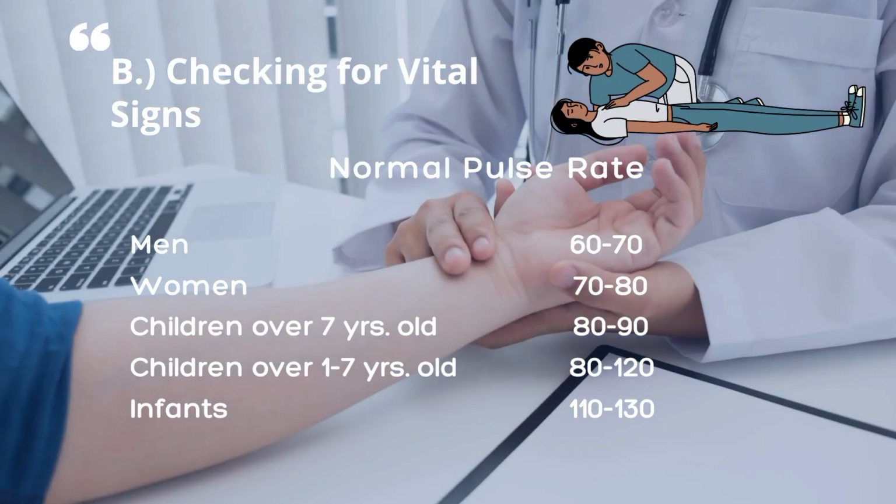Normal pulse rate. Men 60 to 70, women 70 to 80, children over 7 years old 80 to 90, children over 1 to 7 years old 80 to 120, infants 110 to 130.